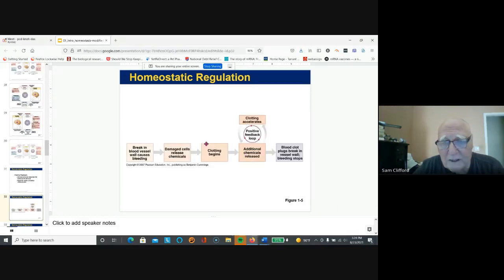Okay, so here's if you get a cut, you get bleeding, chemicals release, clotting begins, and so it's a positive feedback to keep the process going. So a blood clot stops the blood from bleeding.